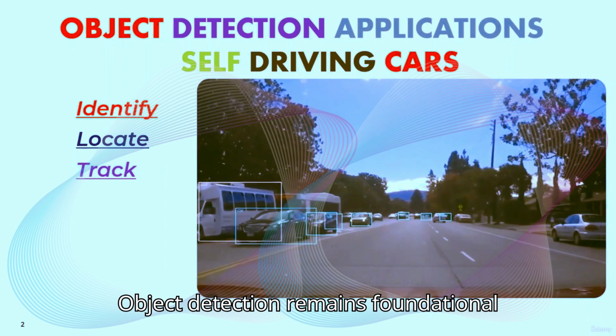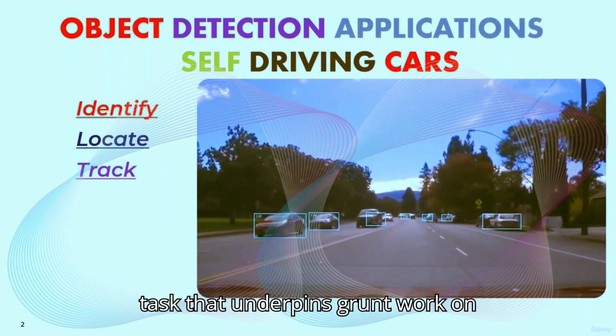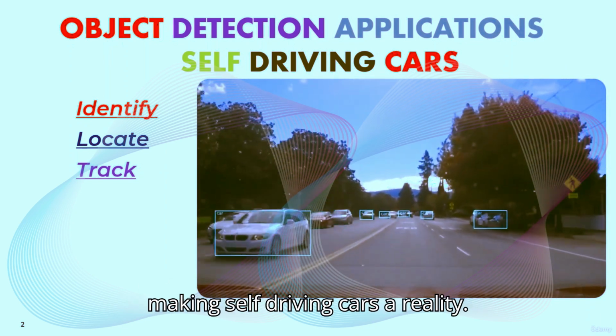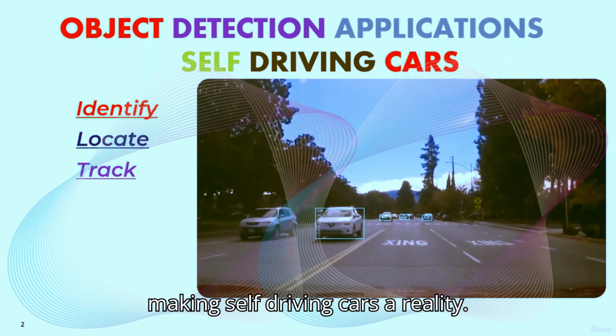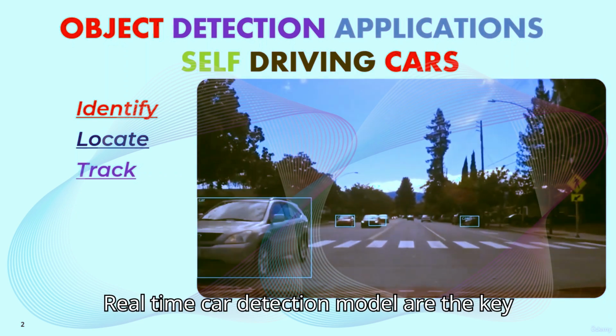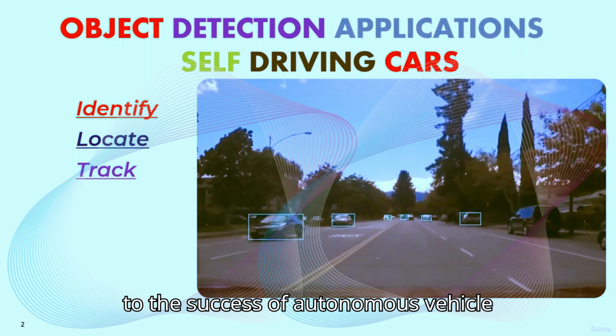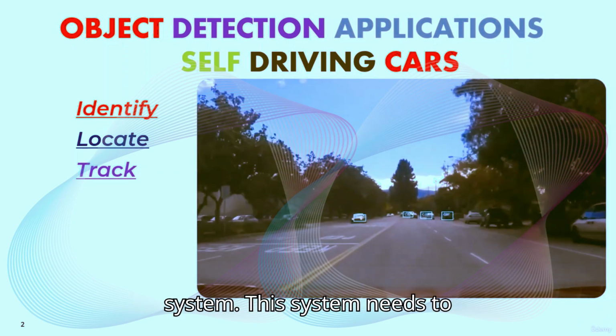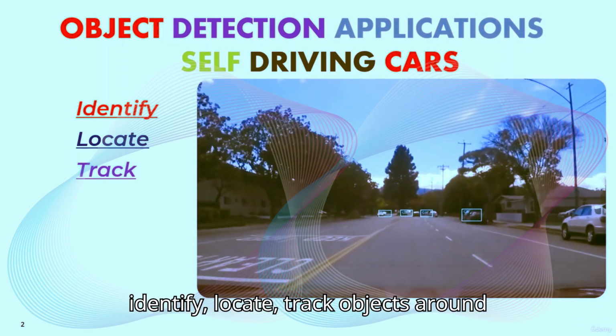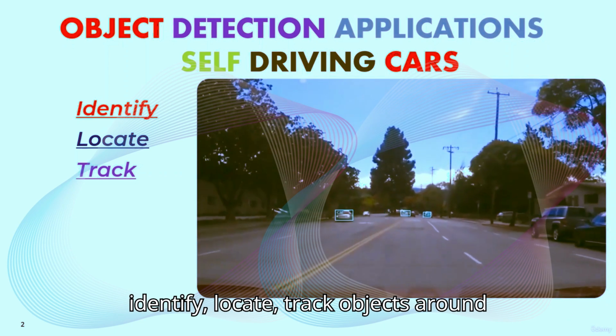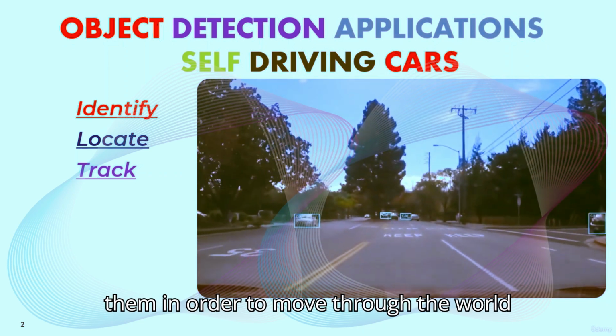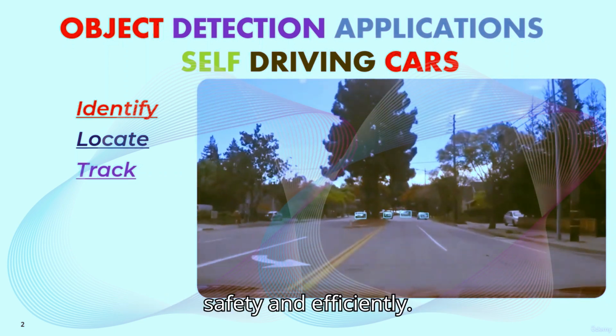Object detection remains a foundational task that underpins the grunt work of making self-driving cars a reality. Real-time car detection models are key to the success of autonomous vehicle systems. These systems need to identify, locate, and track objects around them in order to move through the world safely and efficiently.